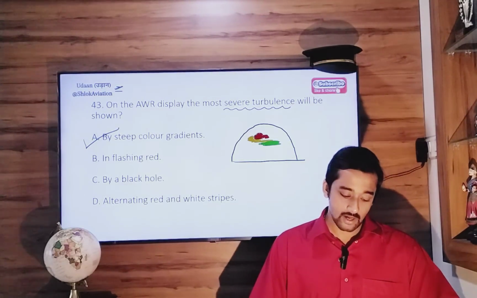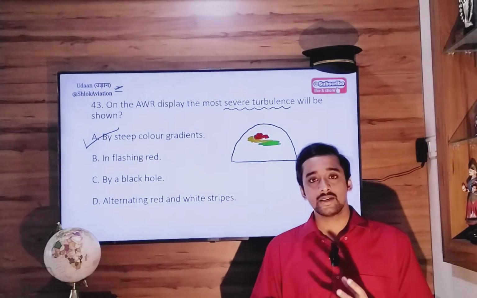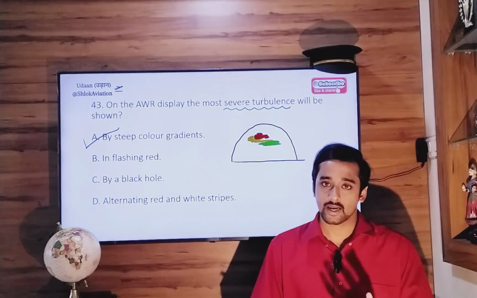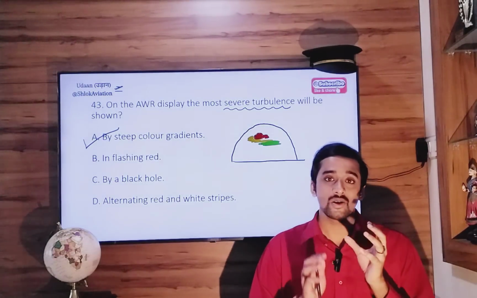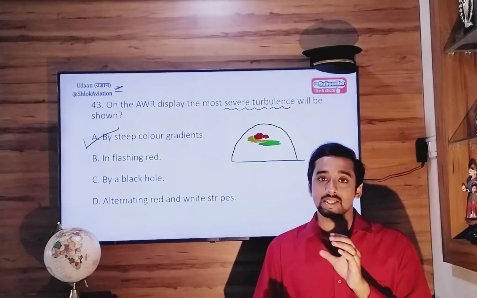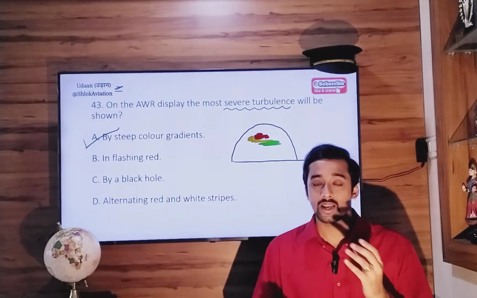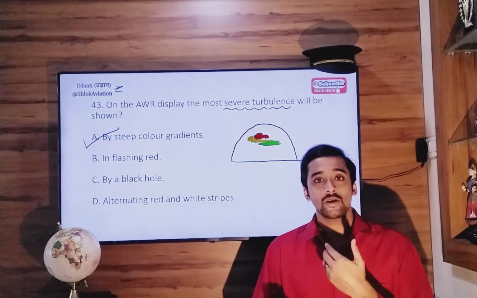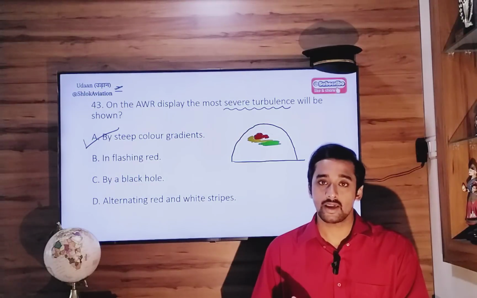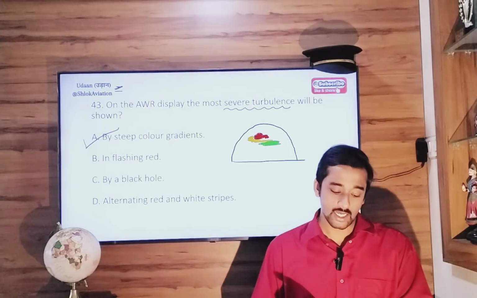So steep color gradients. What is a gradient? Gradient is nothing but a change in some factor across a distance. Now, when these color zones are very close together, that means there is a change in one color factor across a very short distance. So that means you're going to expect turbulence. Very dangerous turbulence. That's why we call it a steep gradient.